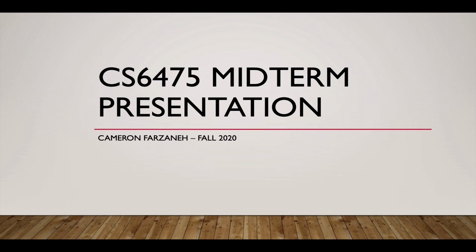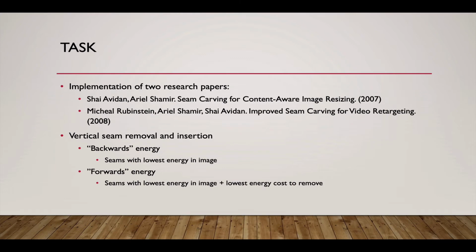Today I'm going to be going over my midterm presentation. The task of this project was to implement these two research papers, where the first one introduces an algorithm known as backwards energy, which is used for identifying seams with lowest energy in images, which you can then remove or expand upon. The second paper introduces an improved algorithm, otherwise known as forwards energy, which not only looks at and identifies seams with lowest energy, but also computes the cost in terms of energy that it costs for removing that seam or inserting upon.